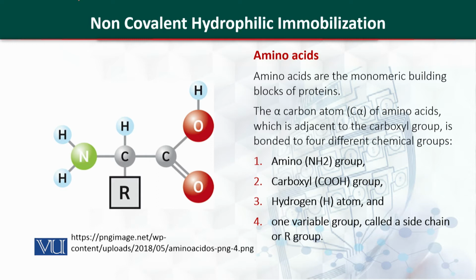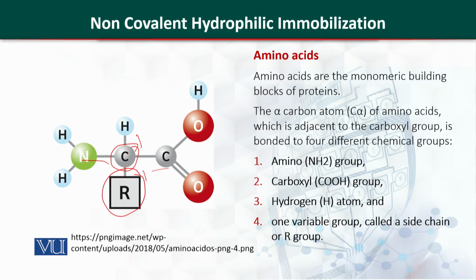So we will revise the structure of the amino acid. Amino acids are the monomeric building blocks of the protein. The alpha carbon of the amino acid, which is adjacent to the carbonyl group, is attached to four important groups. One is the amino group, which is shown here; the nitrogen is shown in green. Then the carboxyl group, one hydrogen atom, and one variable group. The chemistry of the amino acids and the protein is dependent on this variable group.